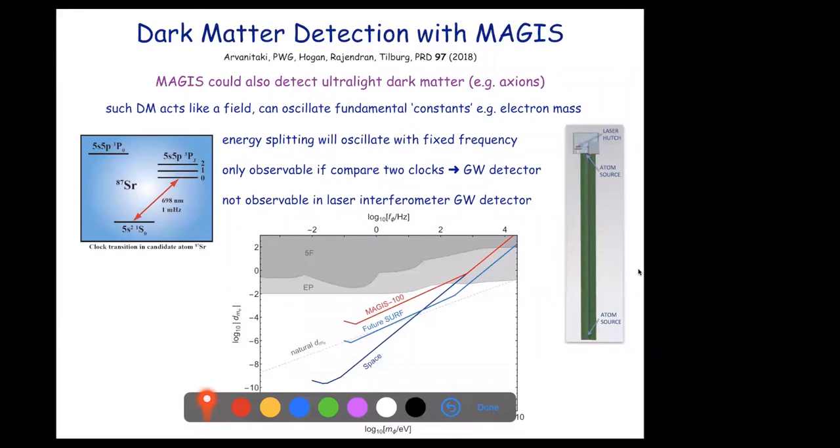Can I ask a question? Please, yeah. So we're trying to sense oscillations. If we're successful, how do we know that could be attributed to dark matter and not something else?